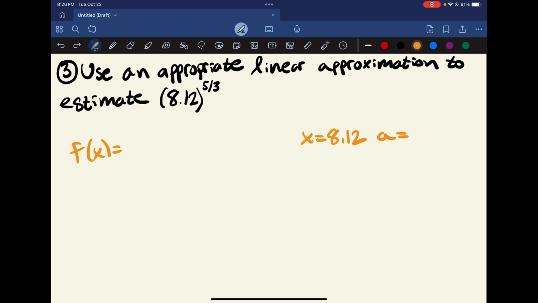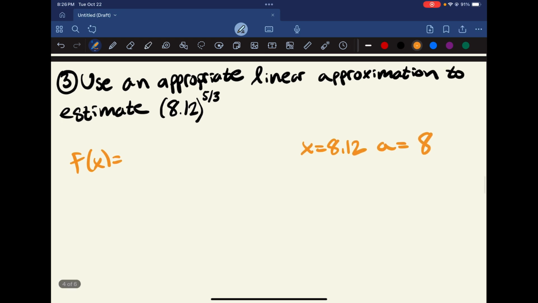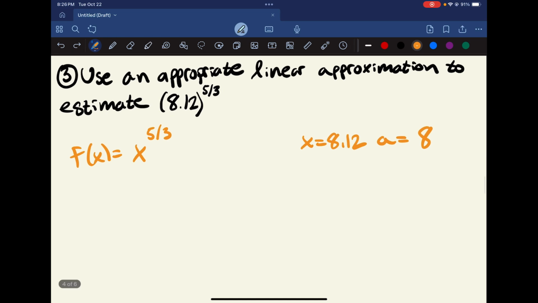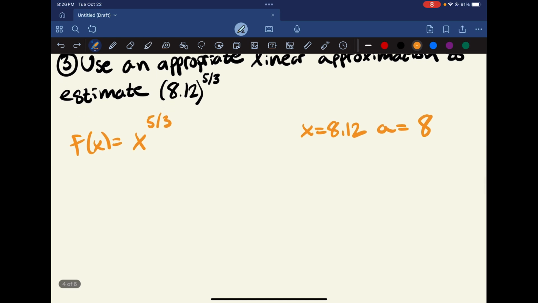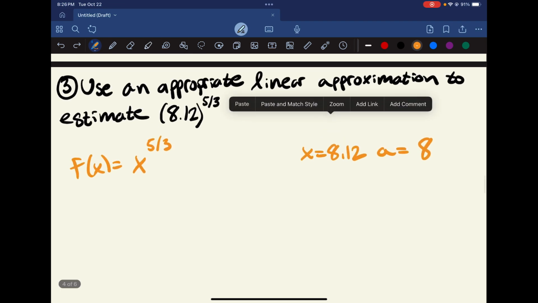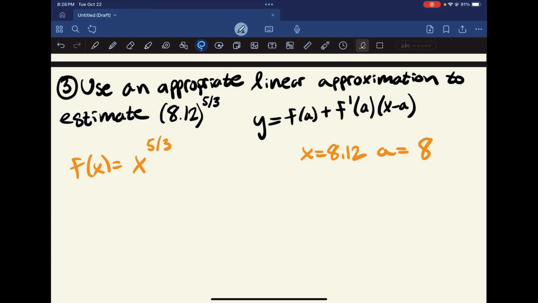So that number in this case is going to be obviously 8, right? Because we can figure out this 8. So f of x is going to be x to the 5/3 power, right? Because that's the function that we plug 8.12 into to get 8.12 to the 5/3 power. Okay, so then let's copy paste our formula once more.